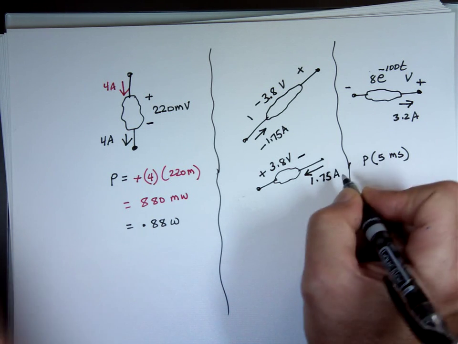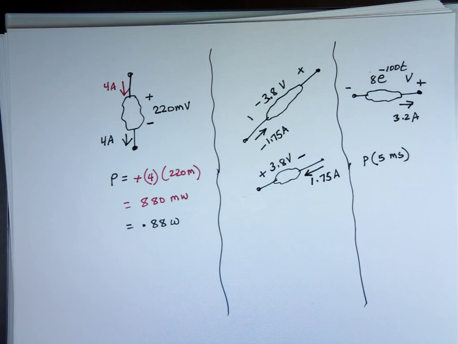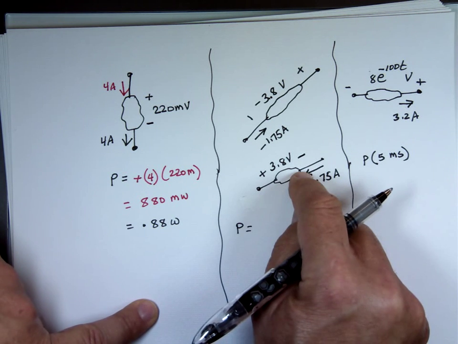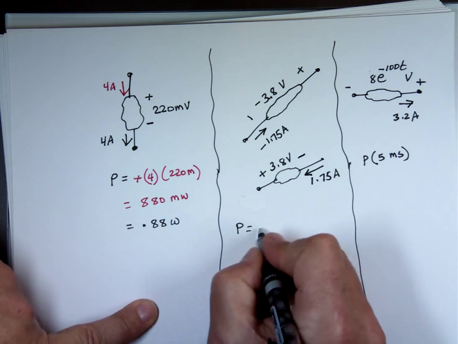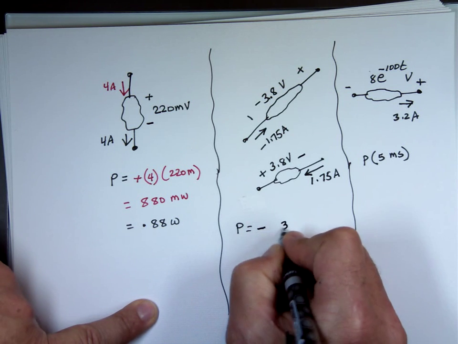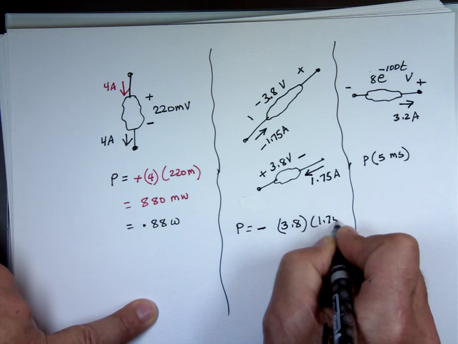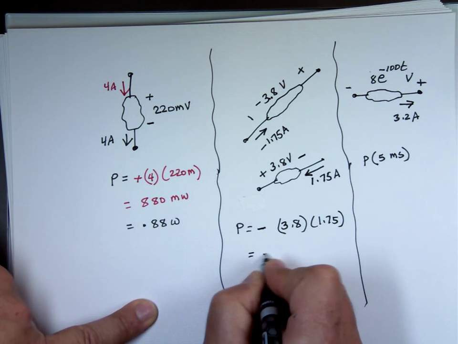So now the power, we have a positive current entering which end of the element? Negative, that's a negative power. 3.8 times 1.75. That's a negative 6.65.